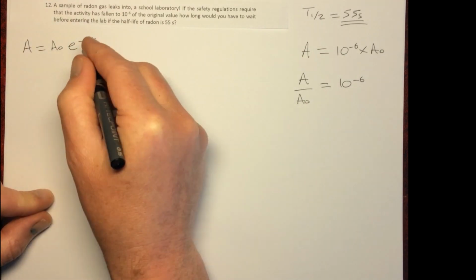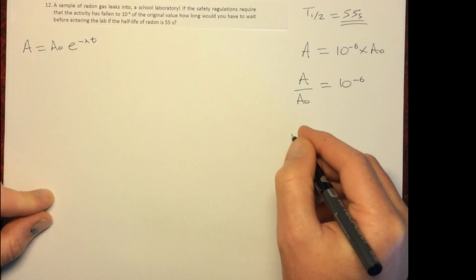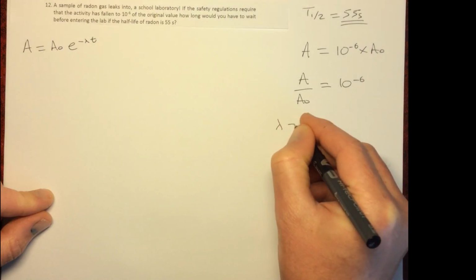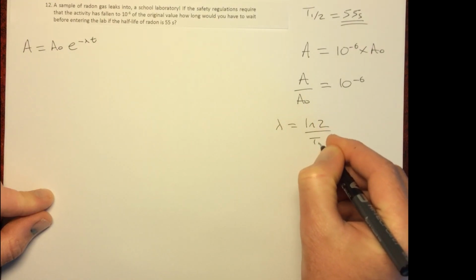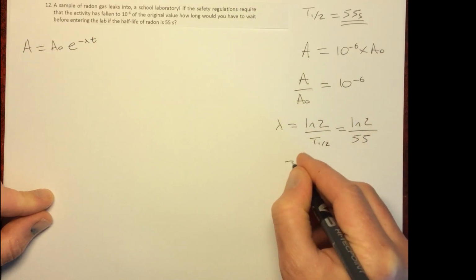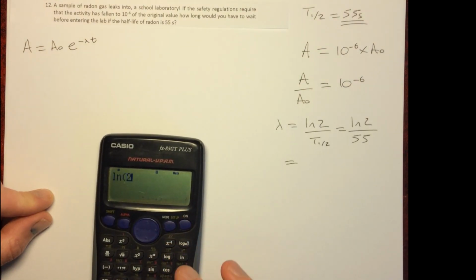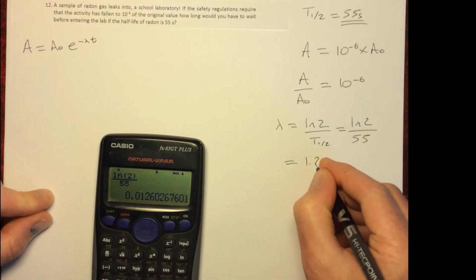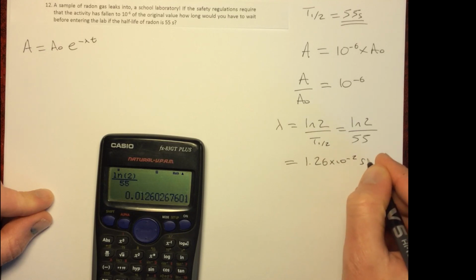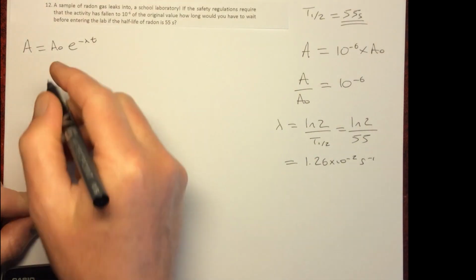Okay, now we need to work out the decay constant first. So the way to do that, we'll do that over here. We know that lambda equals ln2 over t half. So it's going to be ln2 over 55. Okay, and if you type that into your calculator, you're going to get 1.26 times 10 to the minus 2 per second. All right, so there's your decay constant, and then we can use this equation.